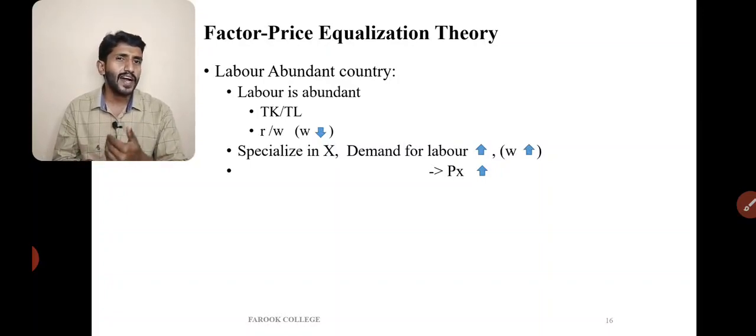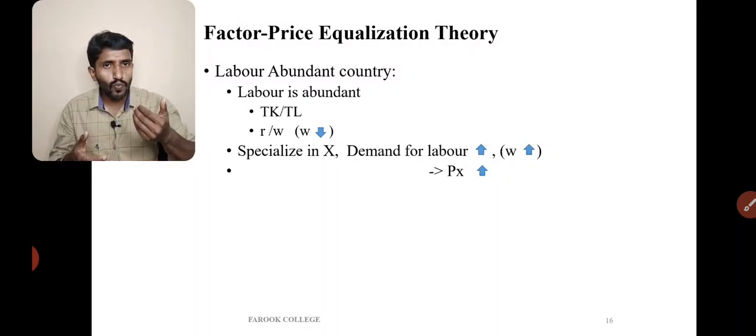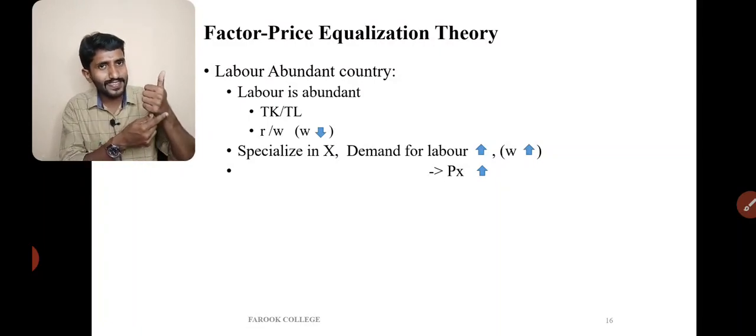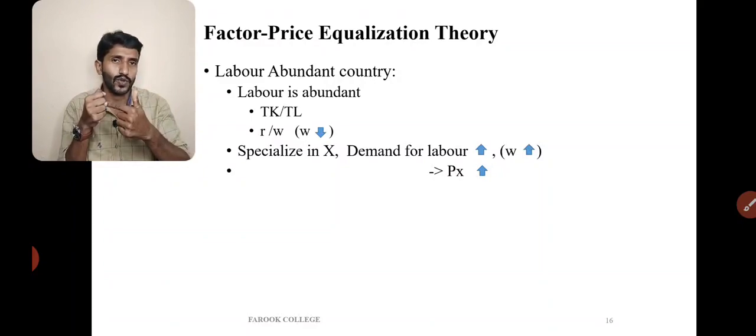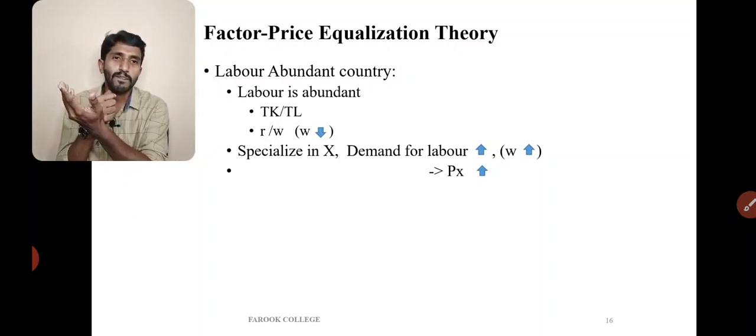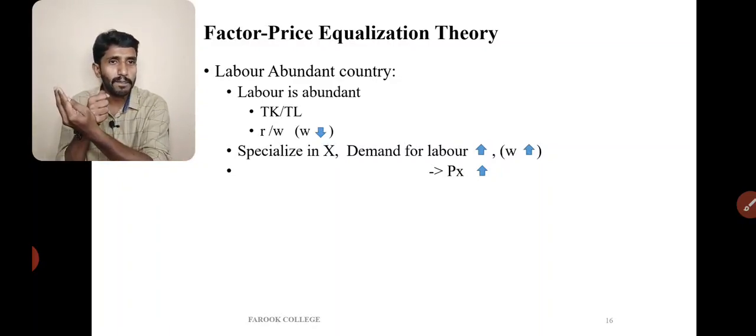But if the trade happens, what will happen? They will specialize in the production of X, which is a labor intensive commodity, and they will produce more. If they want to produce more X, they demand more labor. More labor is required. If they demand more labor, automatically the wages will go up. Okay, wages were very low before the trade, but now it has gone up.